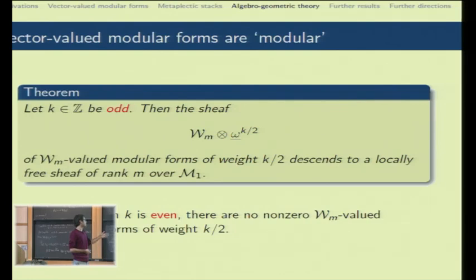Okay, and then what happens when k is even? In the integral weight case, you get exactly like before: there are no non-zero vector valued modular forms, so we don't care. In the odd case, you descend to M1. In the even case, there are no interesting ones. So that's the first result I get about this construction, which is satisfying. Perhaps it justifies why we use half integral weight.